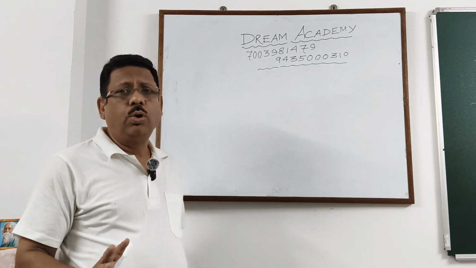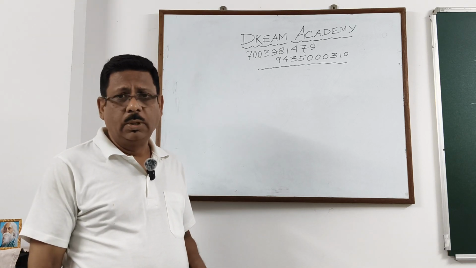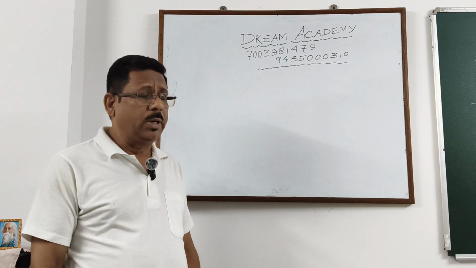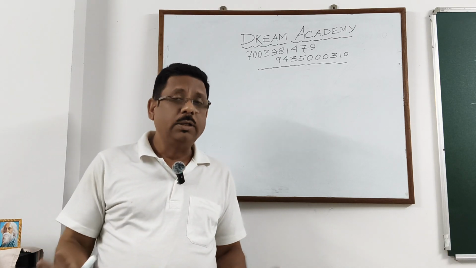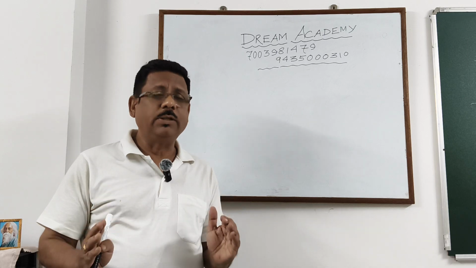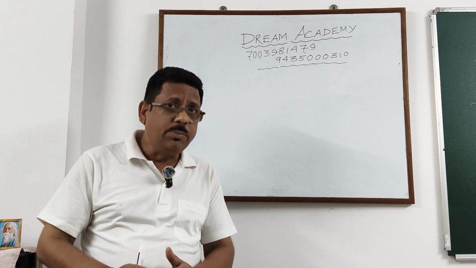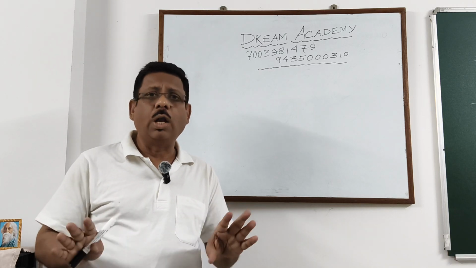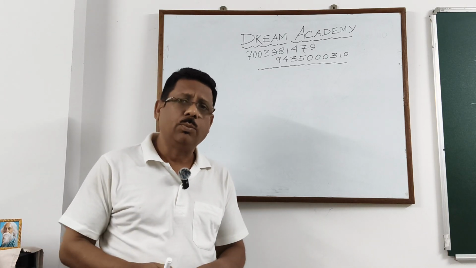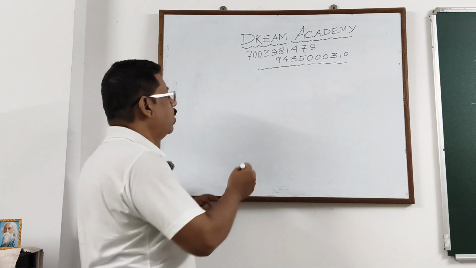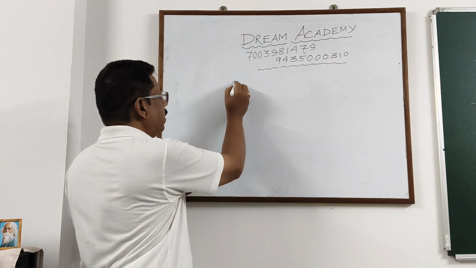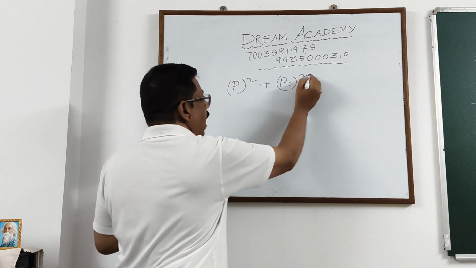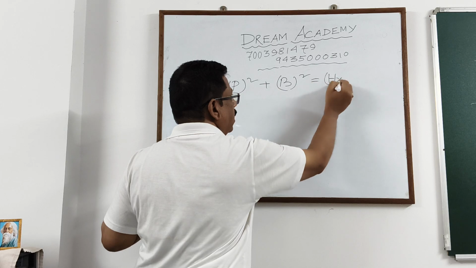Number one, we know about the Pythagoras theorem. Very important Pythagoras theorem: for any right angle triangle, perpendicular square plus base square equals hypotenuse square. From this Pythagoras theorem, we can derive the three identities of trigonometry which will help us to solve all the trigonometric identity proofs. Number one, the Pythagoras theorem, that is perpendicular square plus base square equals hypotenuse square. We know it very well.